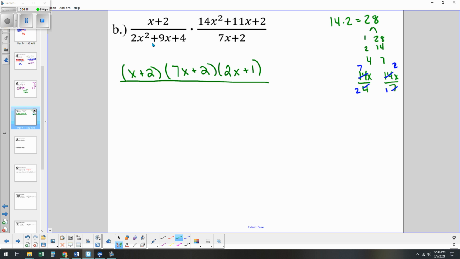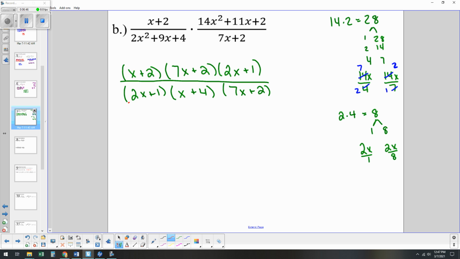All right, this bottom one's going to have to factor too. So we're going to do 2 times 4 to get 8, and then adding to 9. So 1 and 8, that's it. So we have 2x over 1 and 2x over 8. 2x over 1 doesn't reduce, so that's 2x plus 1. 2x over 8 divides by 2, so that's 1x over 4, x plus 4. And then I have this other factor by itself, 7x plus 2.